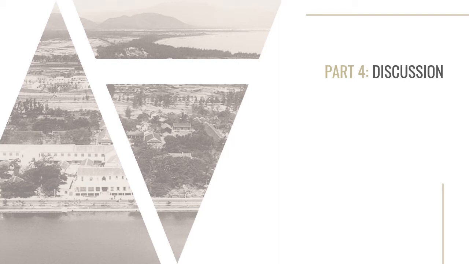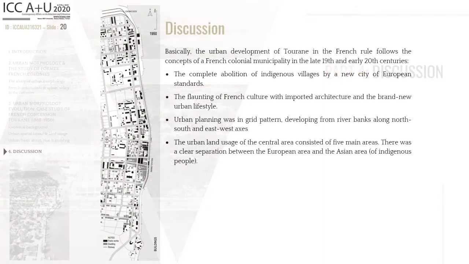Finally, some conclusions and discussion can be summarized from the study of Tourane colonial urban morphology evolution. Basically, the urban development of Tourane under the French followed the concept of a French colonial municipality in the late 19th and early 20th centuries: the complete abolition of indigenous villages by a new city of European standards, and the floating of French culture with imported architecture and a brand new urban lifestyle.